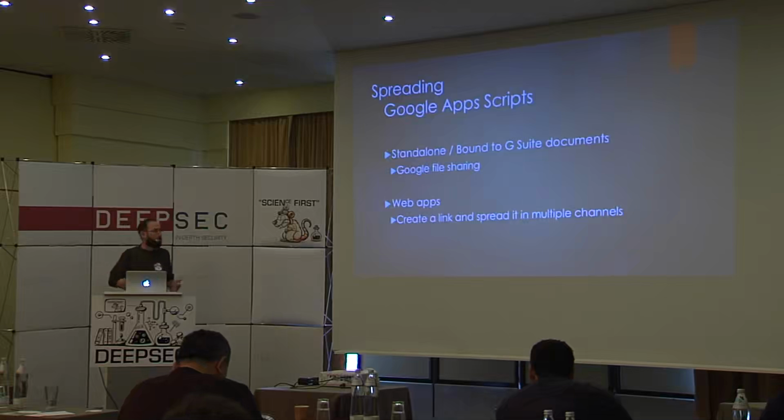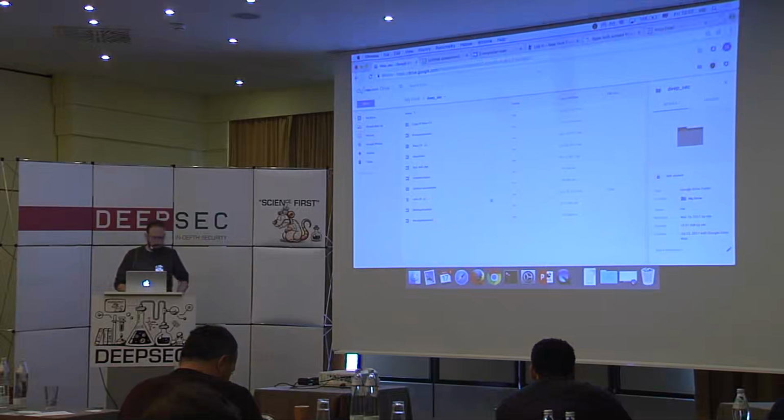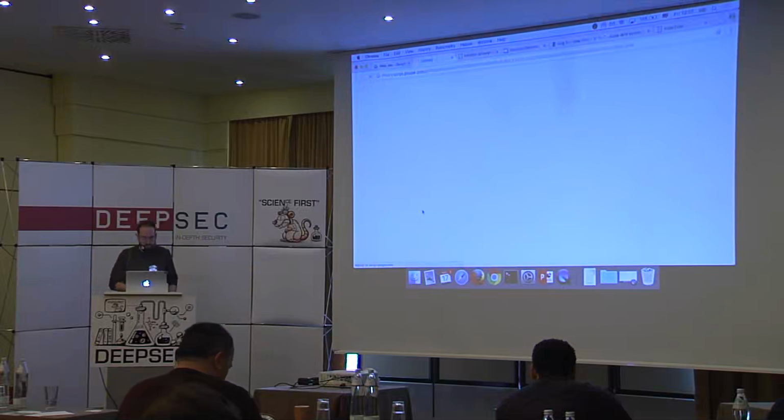We talked earlier about web apps, and another method to spread Google Apps Script is creating a web app and sharing its link. As I said before, web applications are generally ad hoc. When I create one, I get an online link which I can access from anywhere with permission. So let's check a quick example of a Google Apps Script web application.